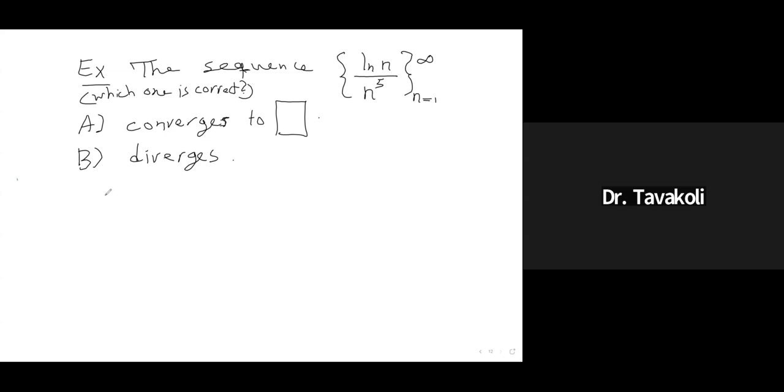So the continuous function we consider is ln of x over x to the 5, replacing n by x. So I need to look at the limit as x tends to infinity of ln of x over x to the 5. What is this limit? As x tends to infinity, ln of infinity is infinity on the top. At the bottom, infinity to the power of 5 is also infinity. So we can use L'Hopital's rule.